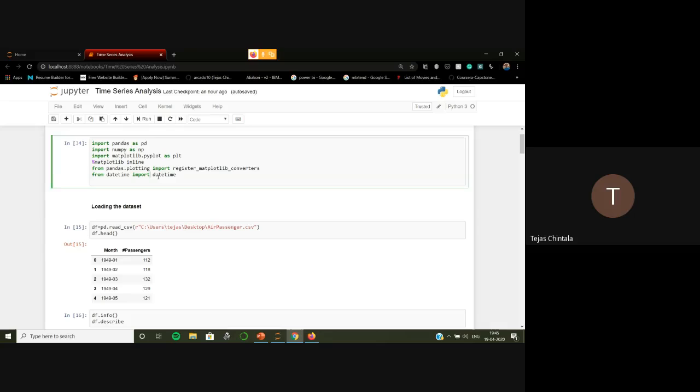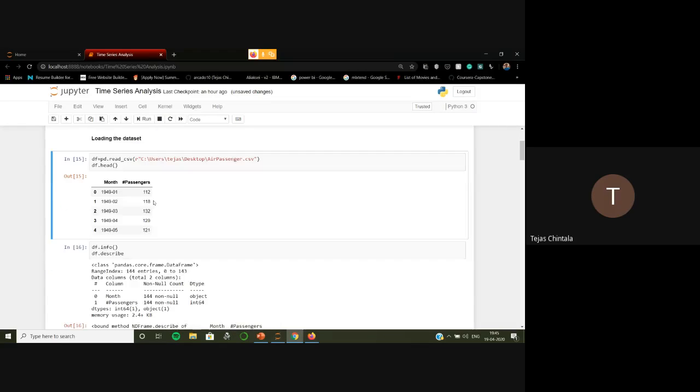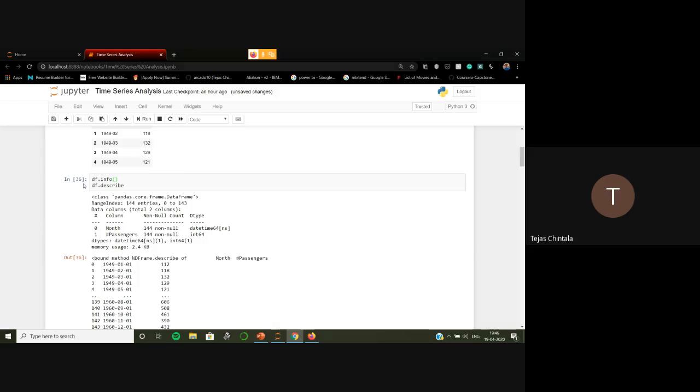Importing necessary libraries, and then I'm loading the data set also. So here we see the month and the respective number of passengers. And then we go to check the data set. If we check our data set, our month is right now in date and time format.